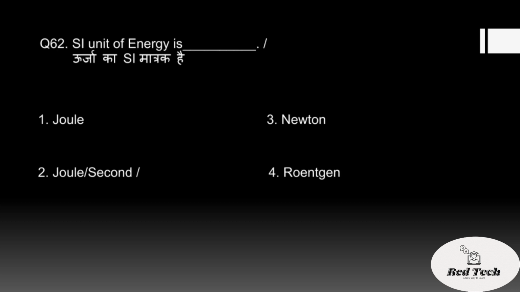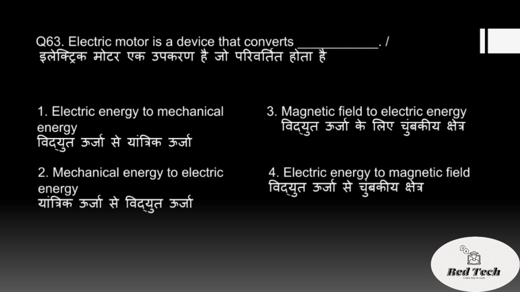Question number 62. SI unit of energy is. So what is the SI unit of energy? This is a very basic question. I hope you all answer that. Options are: option 1 is joule, option 2 is joule per second, option 3 is Newton, and option 4 is Roentgen. So the right answer is option number 1, which is joule. Joule is the SI unit of energy.